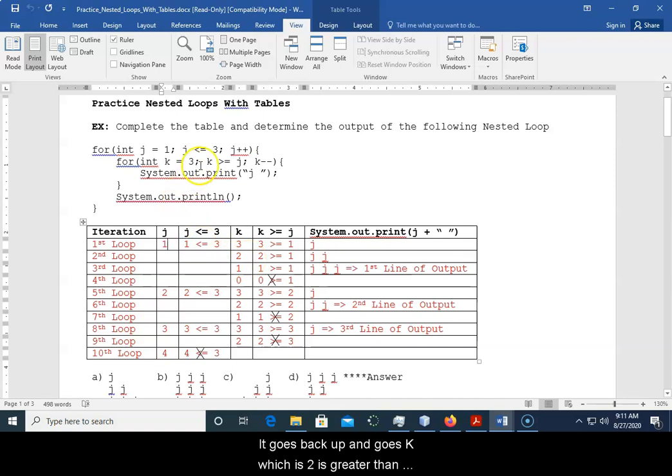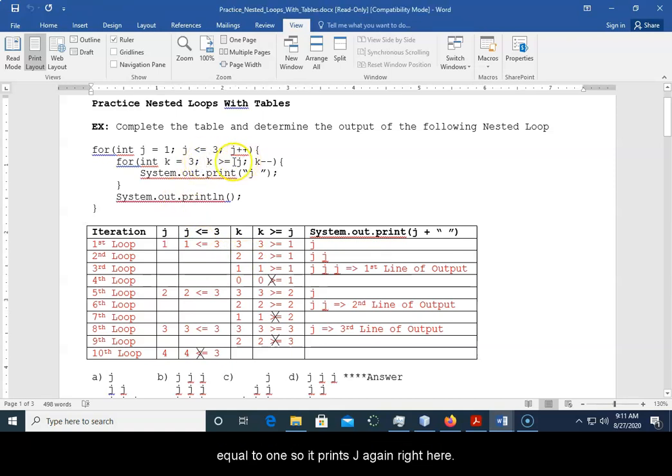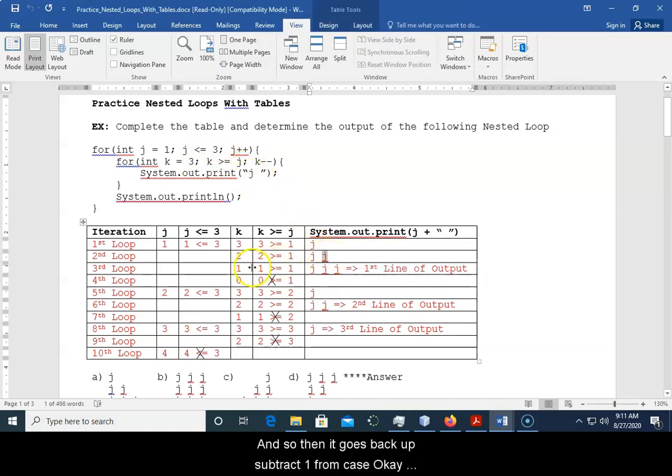It goes back up and checks k, which is 2, is greater than or equal to 1. So it prints j again right here. Then it goes back up, subtracts 1 from k, so k becomes 1. 1 is greater than or equal to 1, so it prints a third j. So this is what it would print for the first line of code.